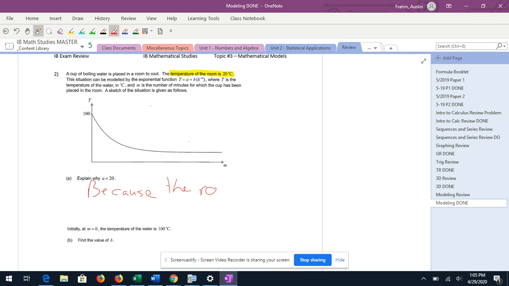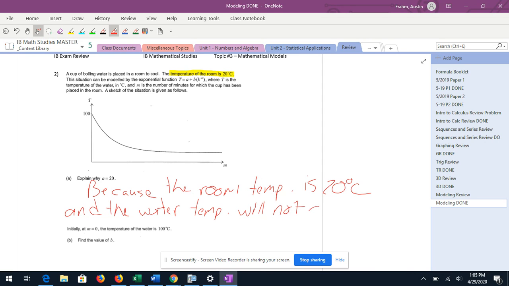the room temperature is 20 degrees Celsius, and the water temperature will not go below that. So the 20 acts as an asymptote.